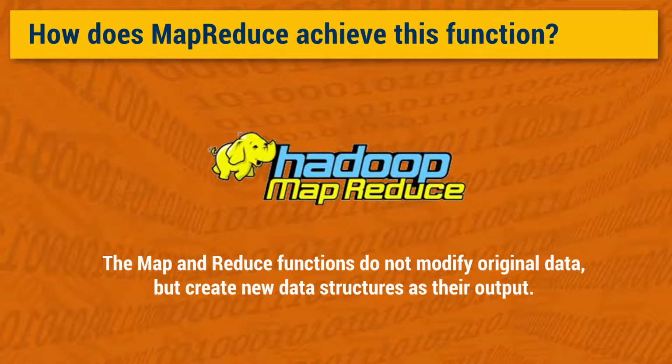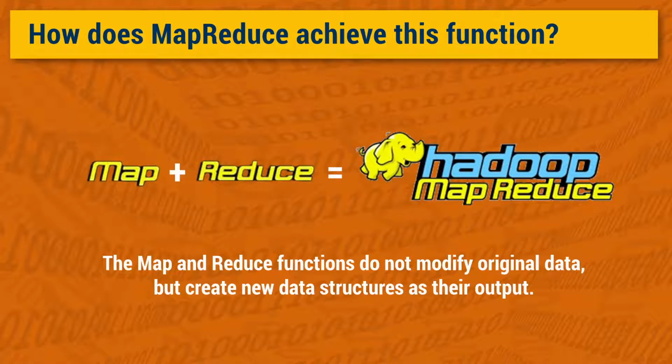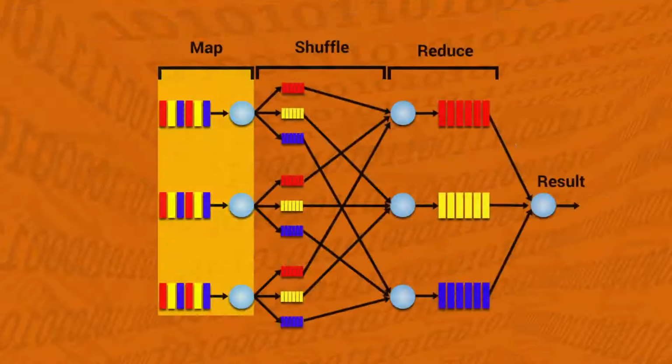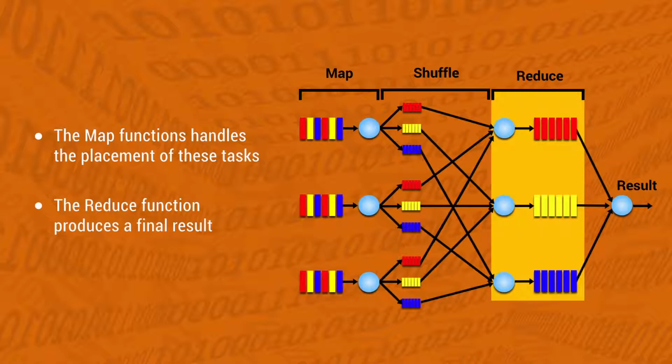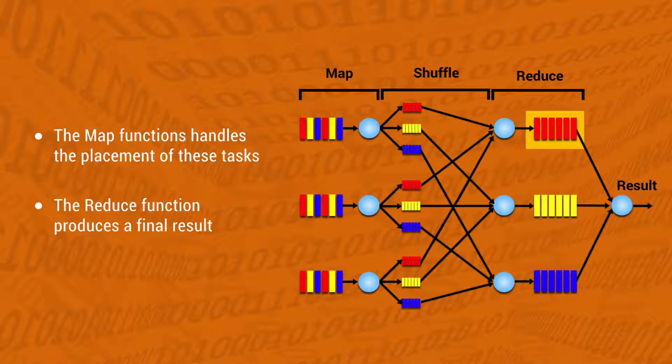The MapReduce model is a combination of two capabilities in existing functional computer languages, map and reduce. The map component of MapReduce distributes a job's tasks across a large number of systems. It also handles the placement of these tasks in a way that balances the load and manages recovery from failures. The reduce component aggregates all the elements back together to provide a result. The map and reduce functions are a good choice for big data, as they do not modify the original data but create new data structures as their output.